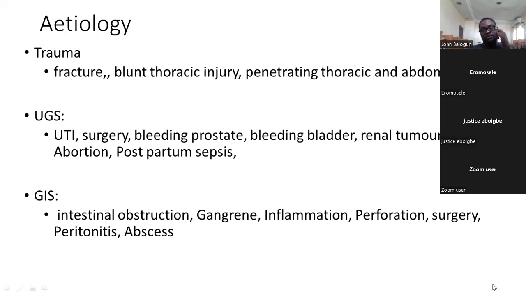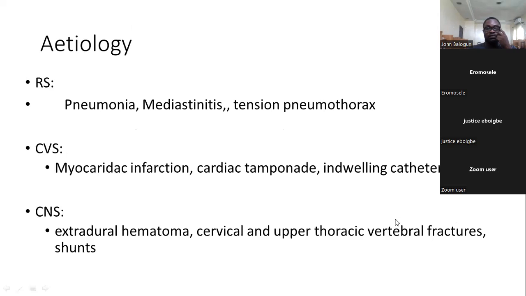So let's move on. That's more of the other possible causes of shock again.